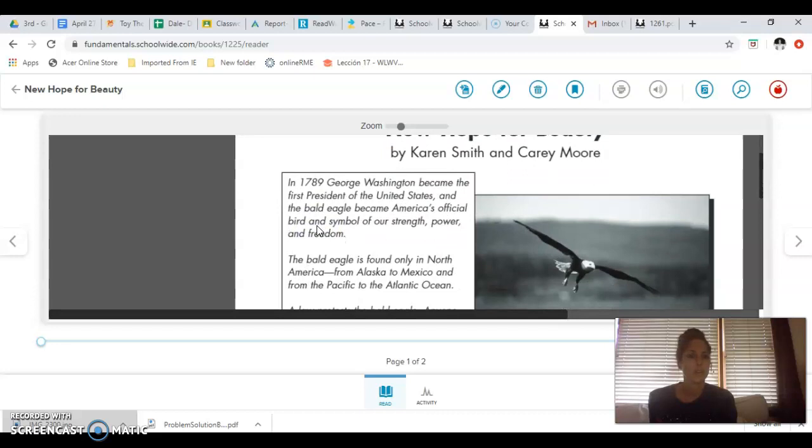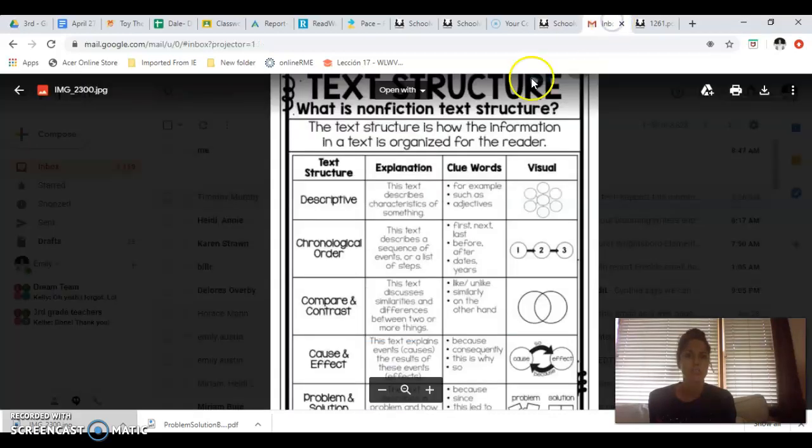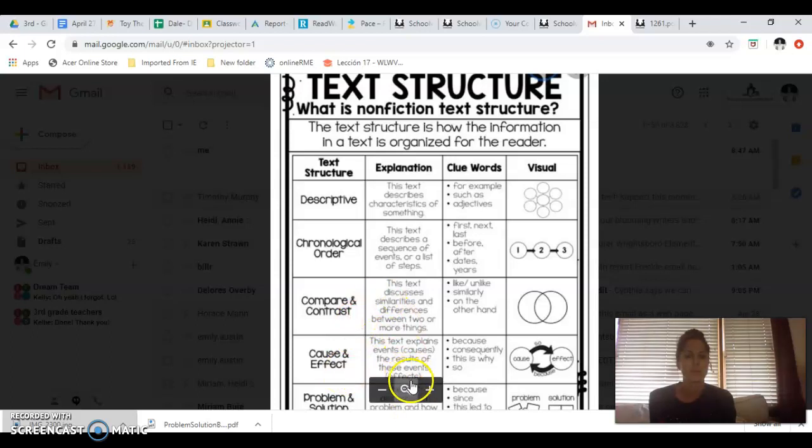So if you were to think back at our text structures, right? Descriptive, chronological order, compare and contrast, cause and effect, problem and solution. Think about which one of these it was mostly focused on.